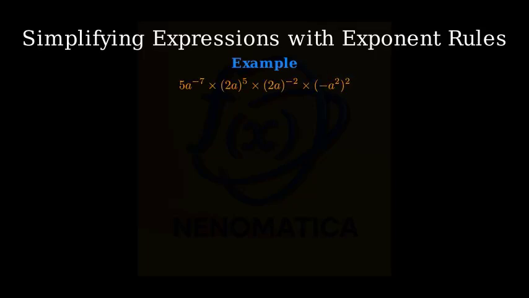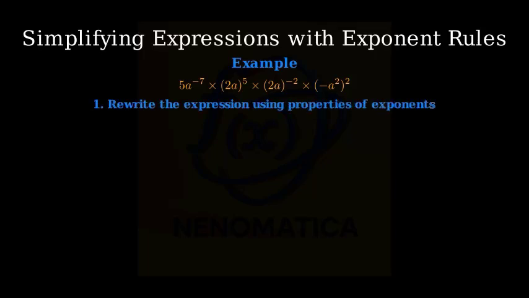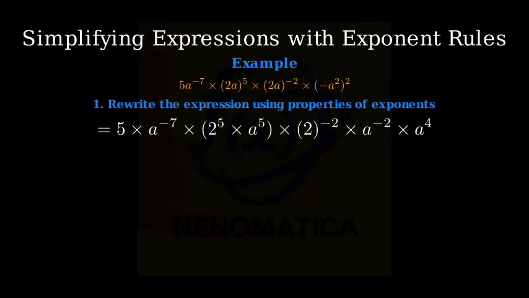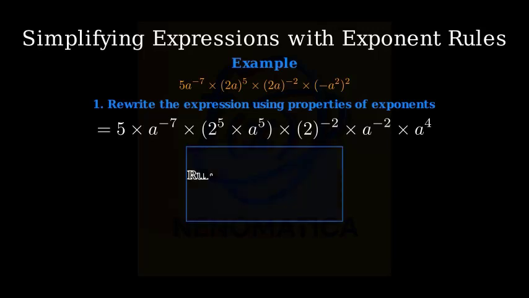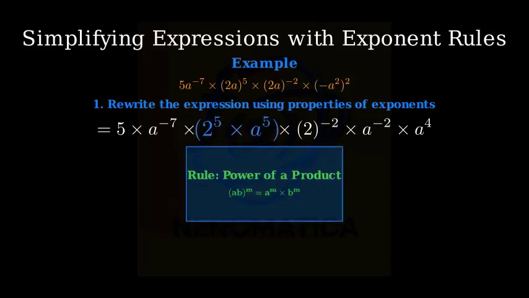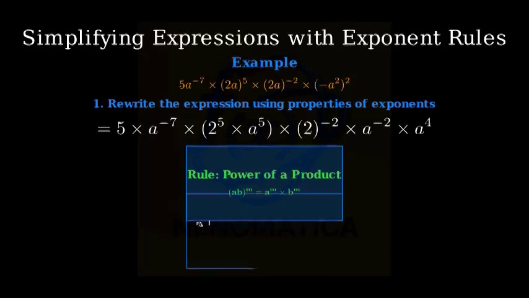Step 1. Rewrite the expression using properties of exponents. First, let's rewrite each term of the expression. We have 5 times a to the -7. For the second term, we need to use the power rule. 2a raised to the 5th power becomes 2 to the 5th times a to the 5th. Similarly, for the third term, 2a raised to the negative second power becomes 2 to the negative second times a to the negative second. And for the last term, negative a squared, raised to the second power, we get a to the fourth.